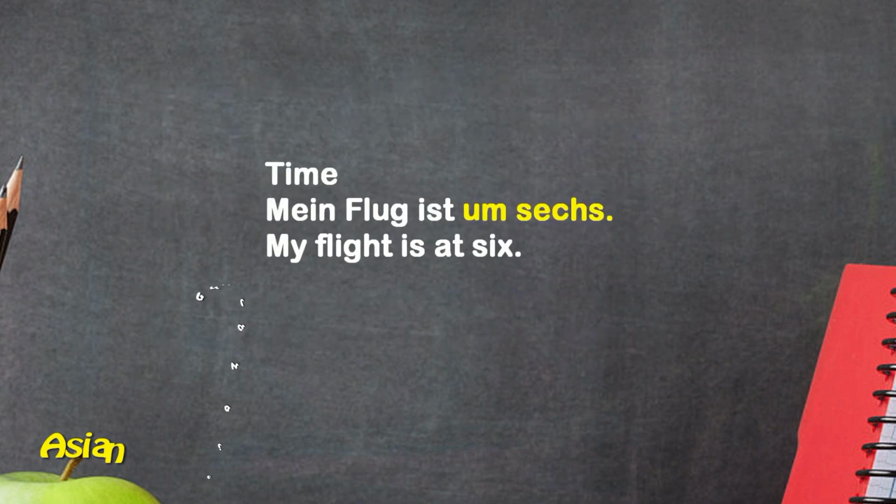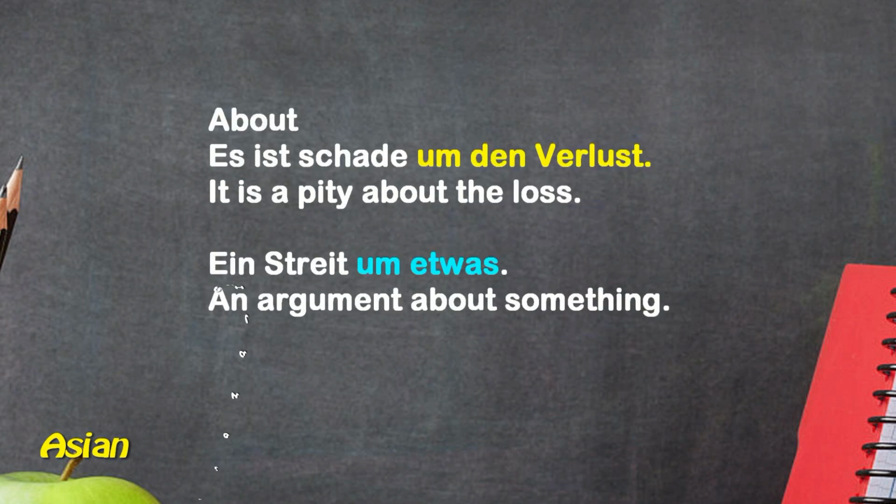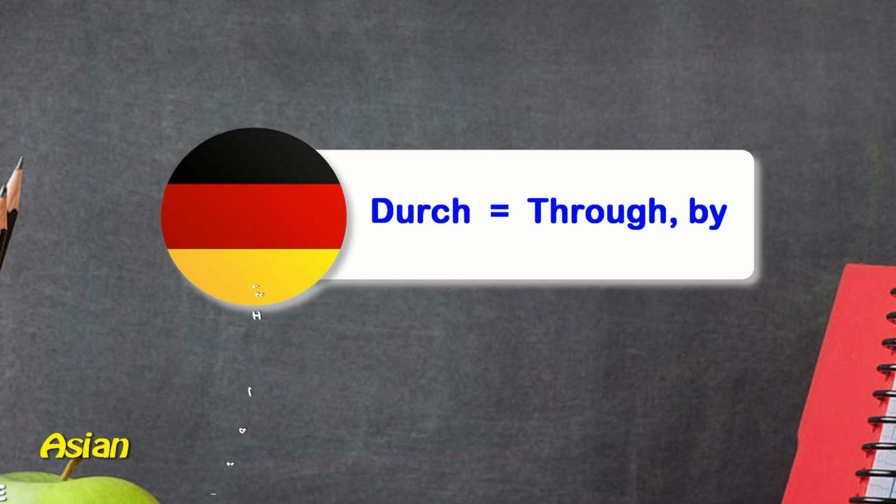Um is used with time also. Mein Flug ist um 6. My flight is at 6. Um is used for about also. For example, es ist schade um den Verlust. It is a pity about the loss. And ein Streit um etwas. An argument about something. Etwas means something. Now durch means through or by.